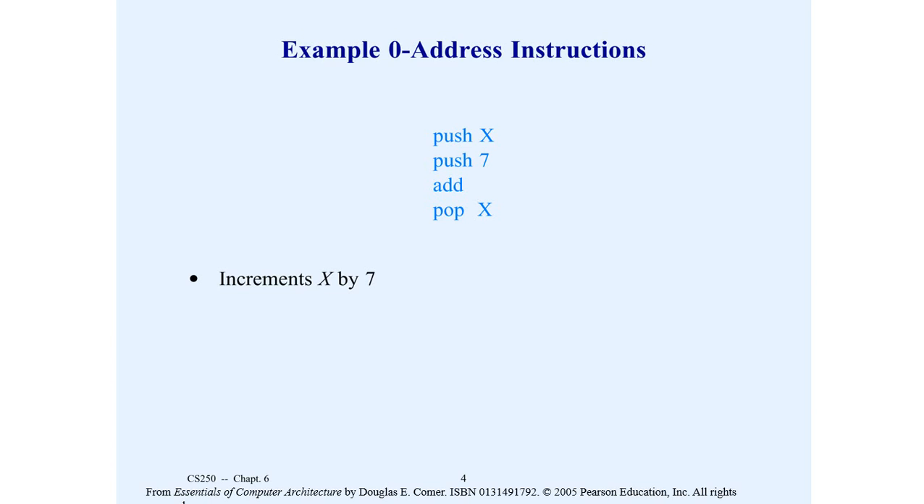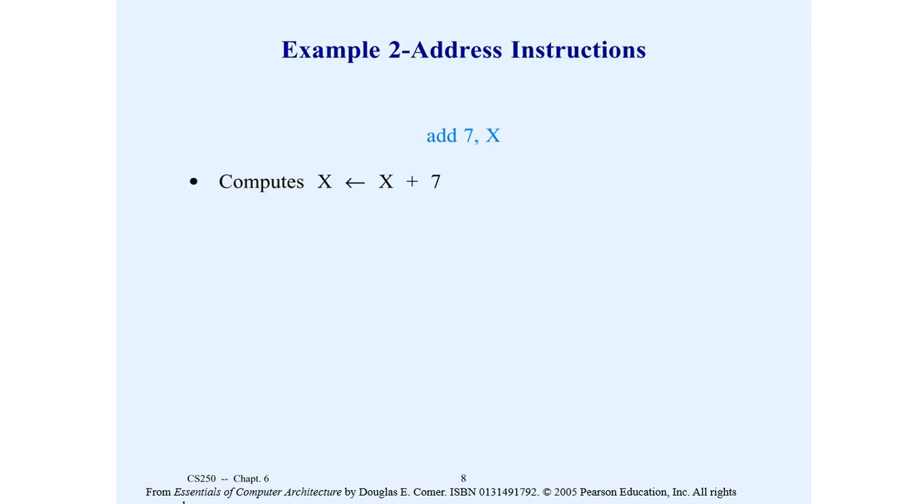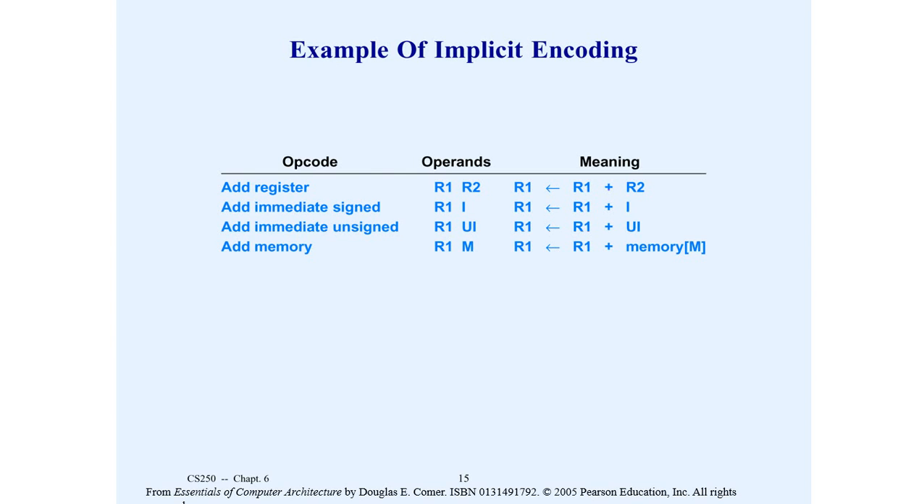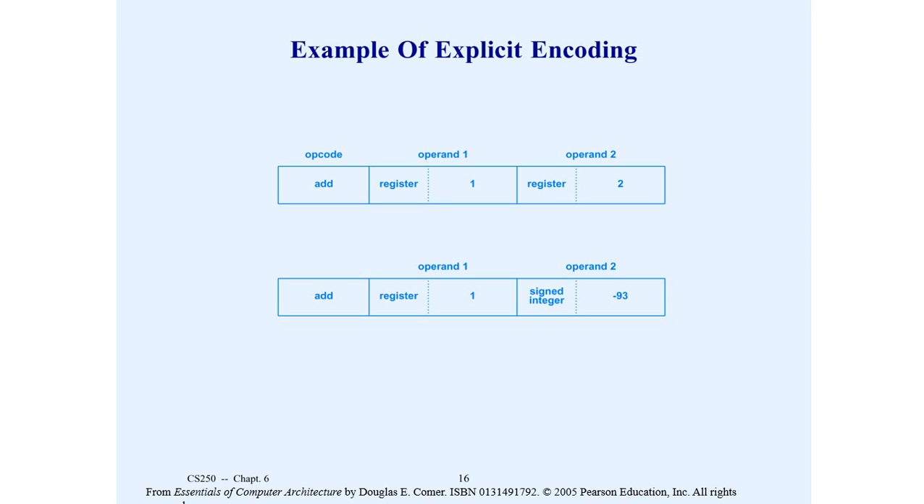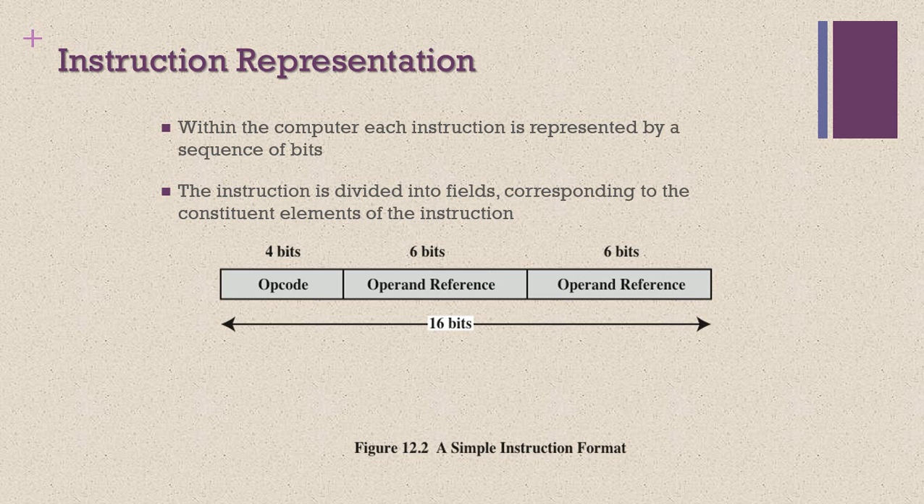Here are some zero address instructions like push and pop and add. One address instructions like add immediate 7, load x, store x. Add 7 to x is a 2 address instruction. Add x and y and place it in z is a 3 address instruction. These two slides talk about how the opcodes look and the operands look in terms of each other, so that's something good to take a look at.